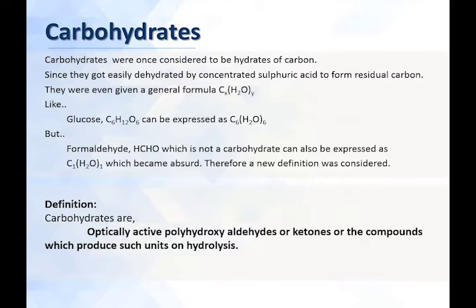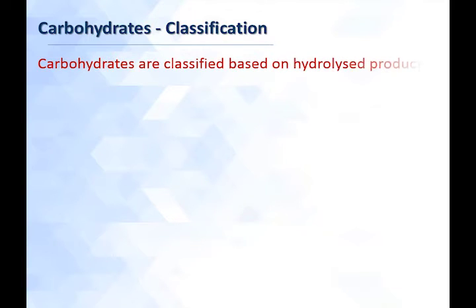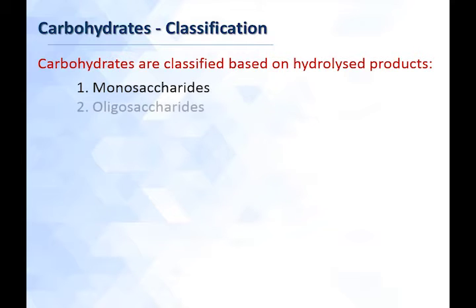Carbohydrates are optically active polyhydroxy aldehydes or ketones, or the compounds which produce such units on hydrolysis. Carbohydrates classification. Carbohydrates are classified based on hydrolyzed products. Monosaccharides, oligosaccharides, and polysaccharides are these.